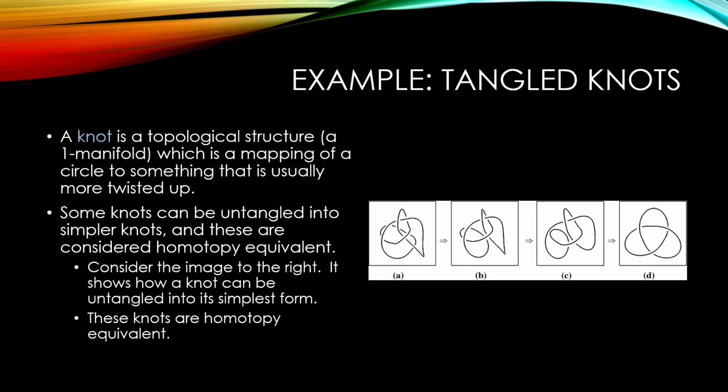One example we often think of is the idea of knots. And this gives us a way to understand the different types of knots that exist. A knot is a topological structure. It's a one manifold, which is a mapping of a circle to something that is usually more twisted up. Some knots can be untangled into simpler knots, and these are considered homotopy equivalent.